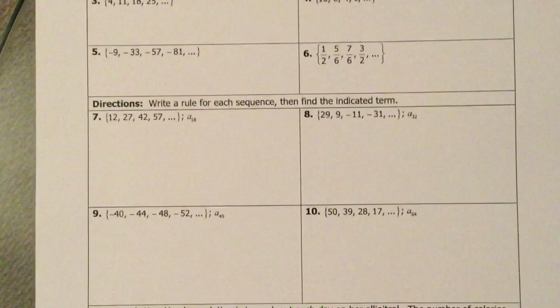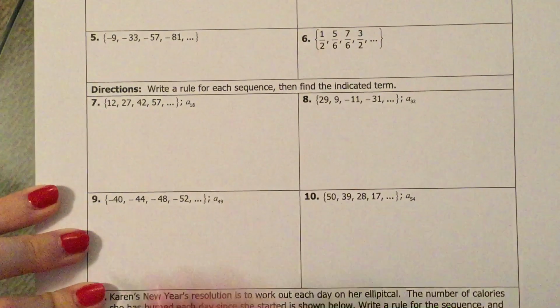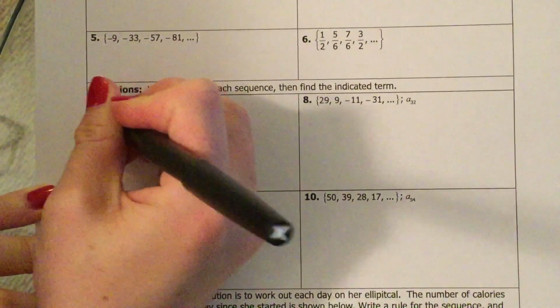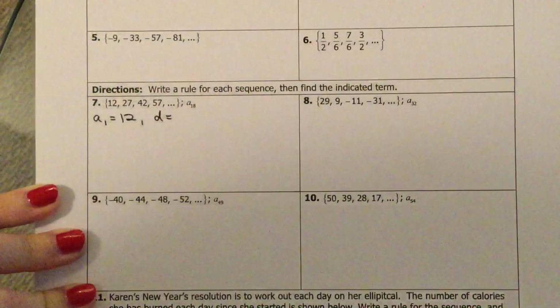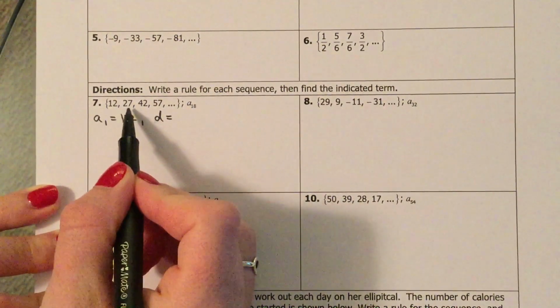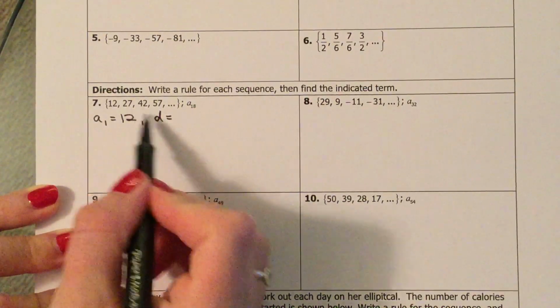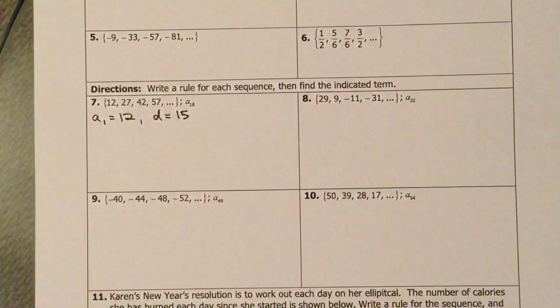Our next section, 7 through 10, write a rule for each sequence. So you guys had a little formula that we can use, and you need to know what the first term is. You also need to know the common difference. So the first term is super easy because it's always just handed directly to you. And then we can count out the common difference. So from 12 to 27, that's going up 15. This goes up 15 again, up 15 again. So you're really just subtracting term by term to figure out what the common difference between them is.